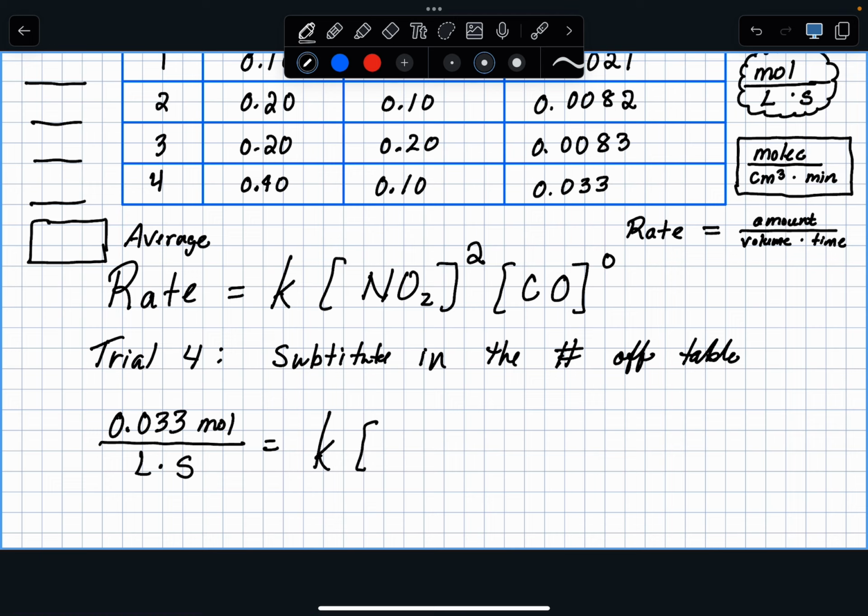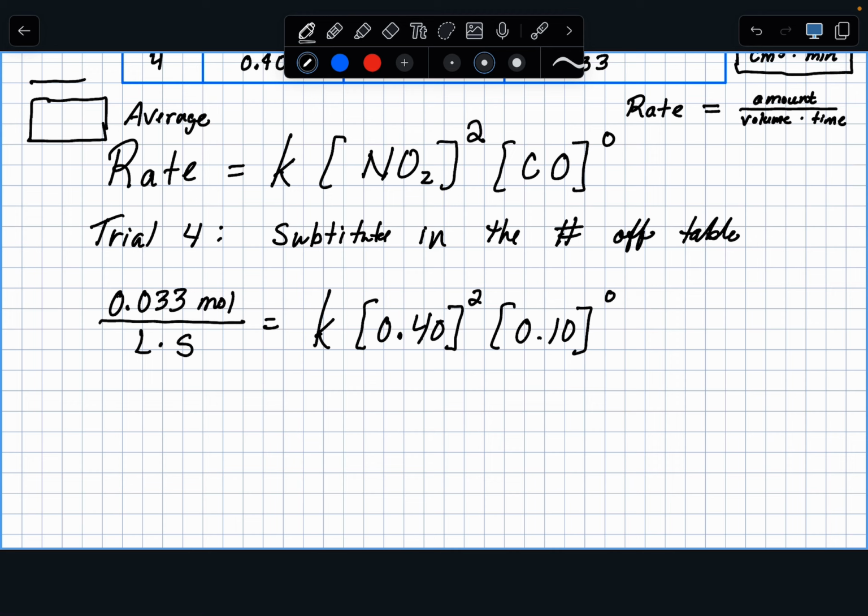And then we don't put NO2, we put the actual concentration that allowed us to get this rate. And then squared, because again, in the last video we found out that there was a squaring effect, or it was second order with respect to NO2. And then we found out that it was 0 order with respect to the carbon monoxide.